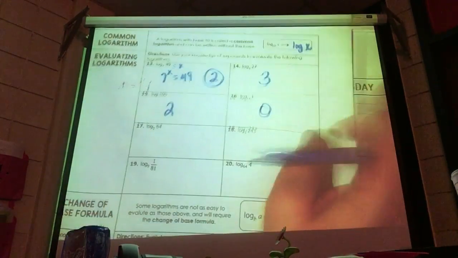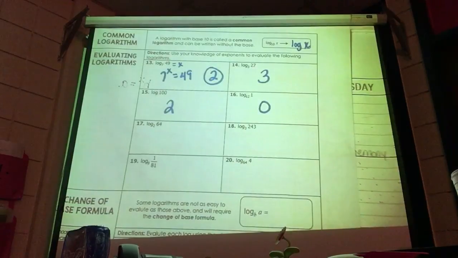All right. Number 17. What do I raise 2 to get 64? 6.